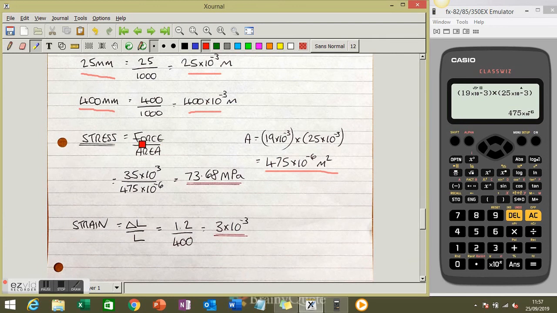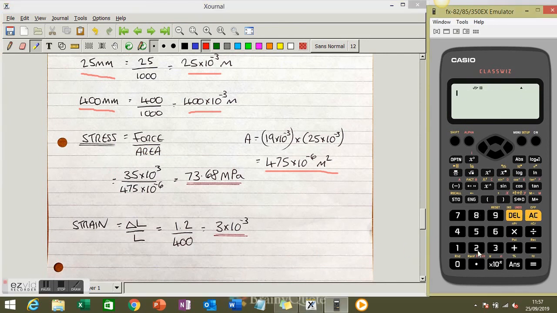We now know that force over area is stress. So there's our force, there's our area. Same as before, so 35 kilonewtons, kilo is 3, divided by the area, I'll put in brackets 475 times 10 to the minus 6. Gives me my stress, it's going to be a big number. Nothing wrong with that, you can put that in if you want to, or you can put 73.68 times 10 to the 6, or mega.